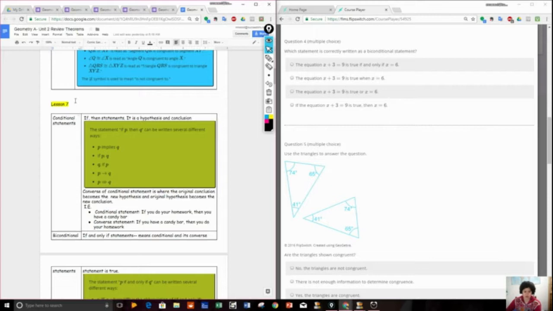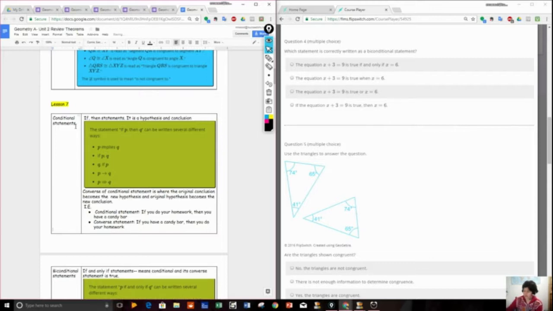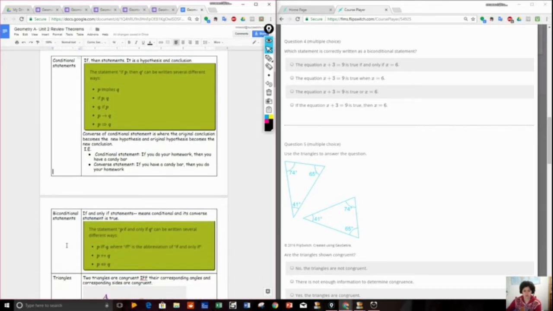Okay, so biconditional statements, they are if and only if statements. It means conditional and its converse statement is true. So I'm looking for if and only if. So the equation x plus 3 equals 9 is true if and only if x equals 6. Okay, well there's one option because it has if and only if.